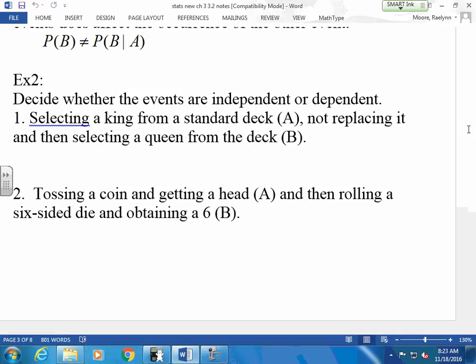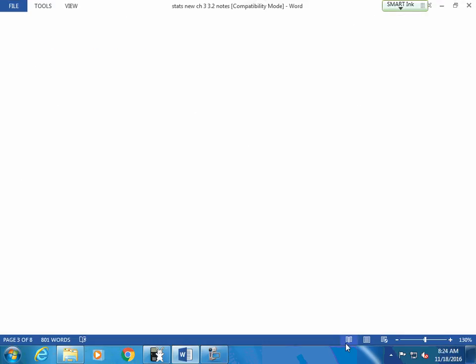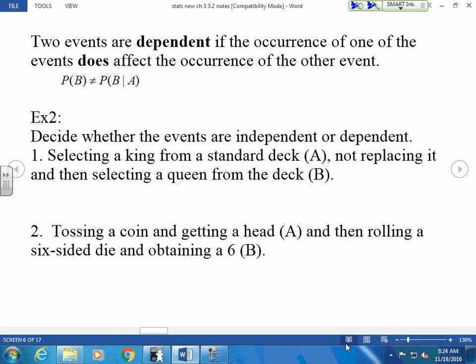Decide whether the events are independent or dependent. I select a king from a deck. That's A. I don't replace it. Then I select a queen from the same deck. Dependent on the first one, right? Who is the first one? A. Drawing a king. So this part is always independent. The first guy has no effect if nothing else affected it, right? But the second guy is my dependent event. The first one is always going to be independent. It is the second guy that tells me if this whole thing is dependent or not.